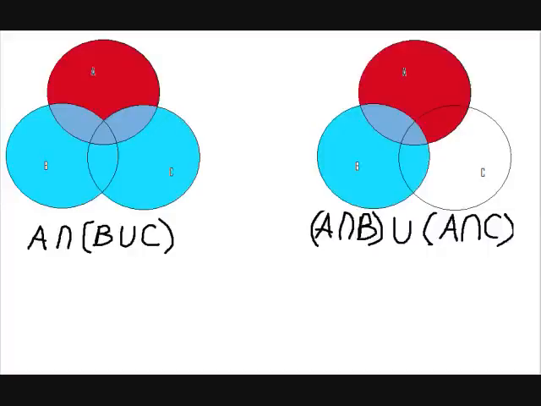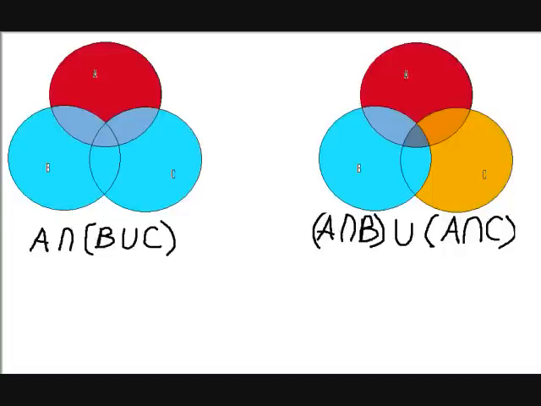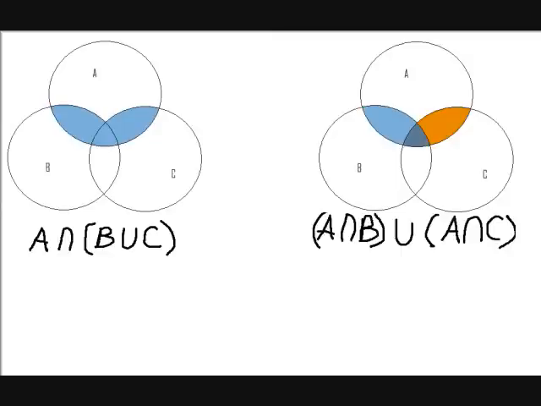Now we'll do A intersection B, and we'll do A intersection C, and then union the two together. Take away the parts that are not relevant, and you see the same butterfly shape on both, showing that both of these set constructions have the same result.